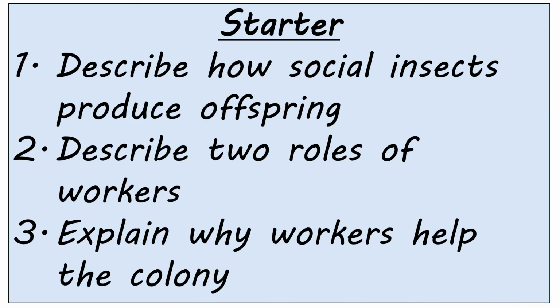Okay, to begin with, just some revision from last time. So number 1, describe how social insects produce offspring. 2, describe 2 roles of workers. And 3, explain why workers help the colony. Press pause, write down answers for those.